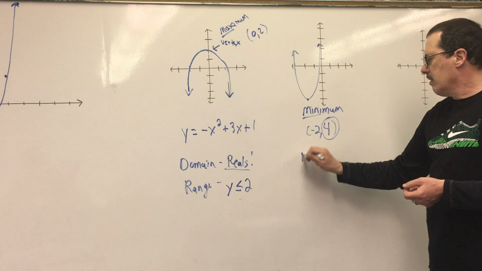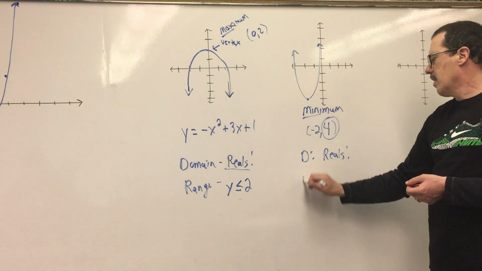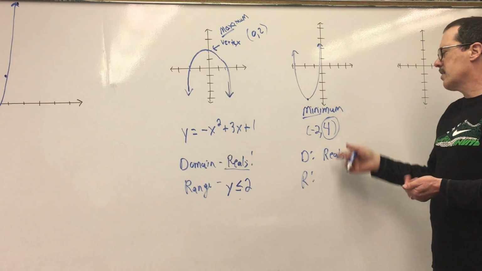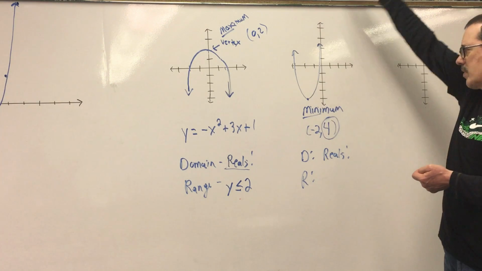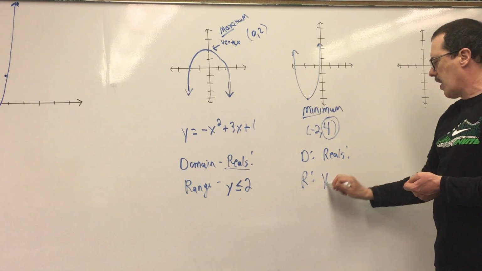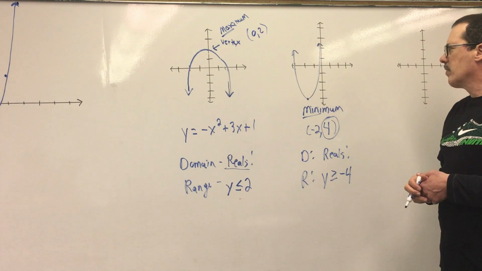All right, domain is going to be reals again. I told you that's easy. The range, in this case, starts at -4 and it goes up. So you would say y is greater than or equal to -4, and that would be your range.